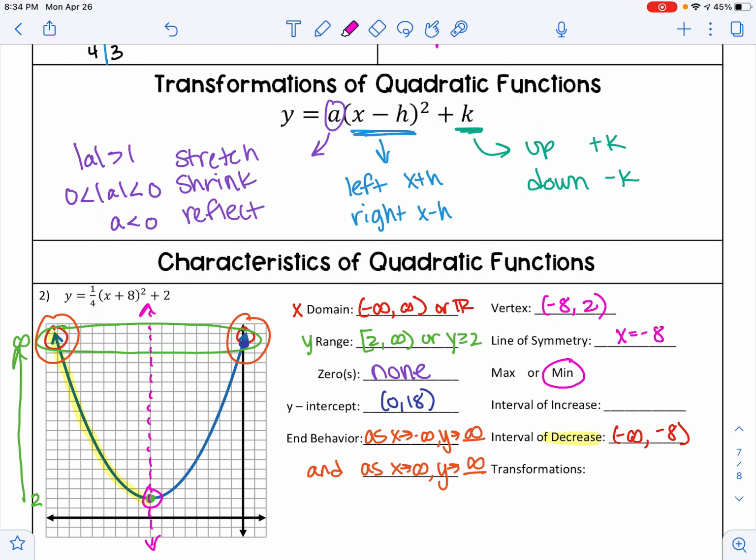From there, we start to go up from left to right. And so this part is my interval of increase. My x values here begin at -8 at my vertex, and then my graph is going to the right forever, so that's going to infinity.